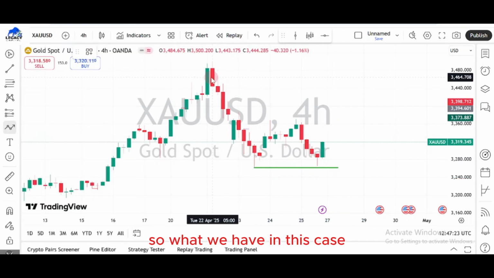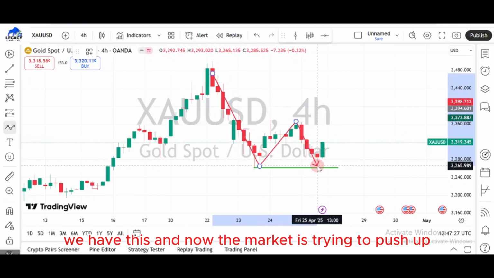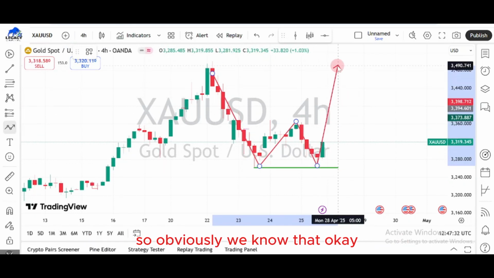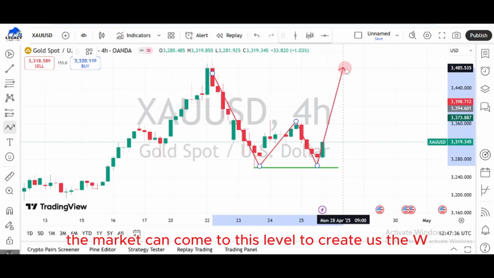So what we have in this case, we have this to this level, we have this, and now the market is trying to push up. So obviously there is a high probability that the market can come to this level to create us the W pattern.